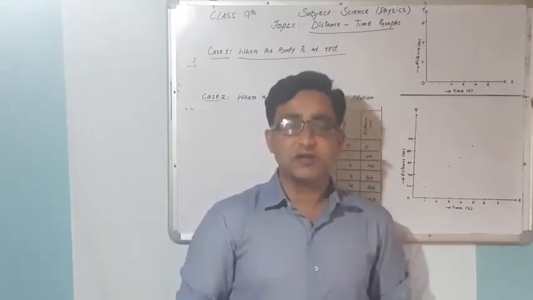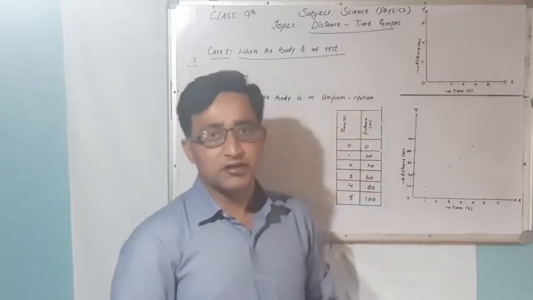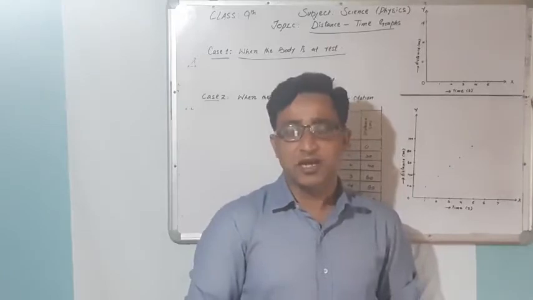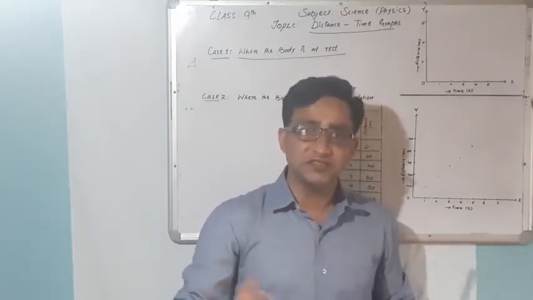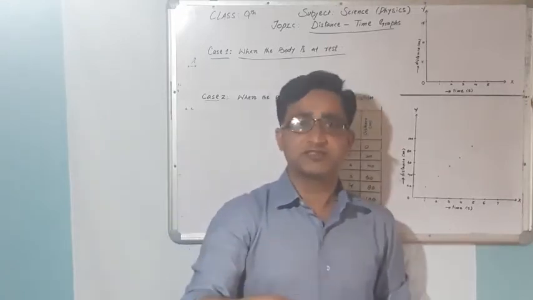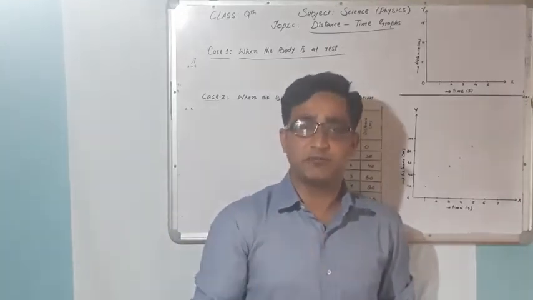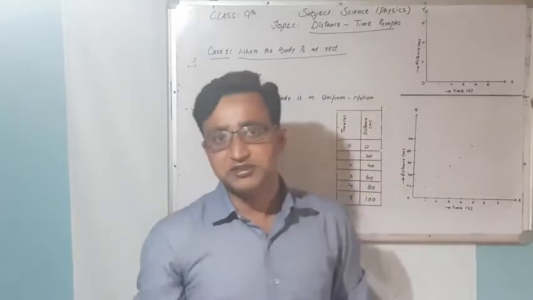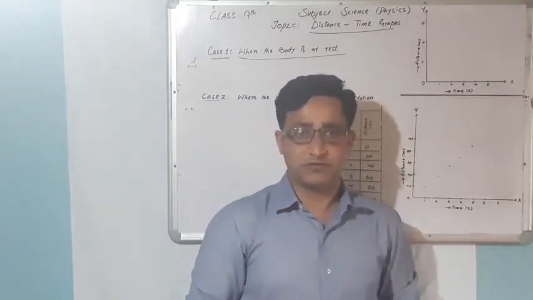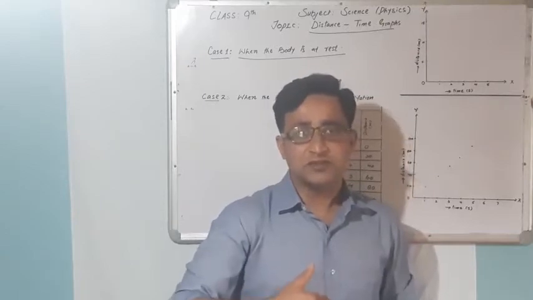In the distance time graph, the graph is plotted between time and distance. Time is taken in seconds and distance is taken in meters. Here the time is the independent variable and the distance is the dependent variable.